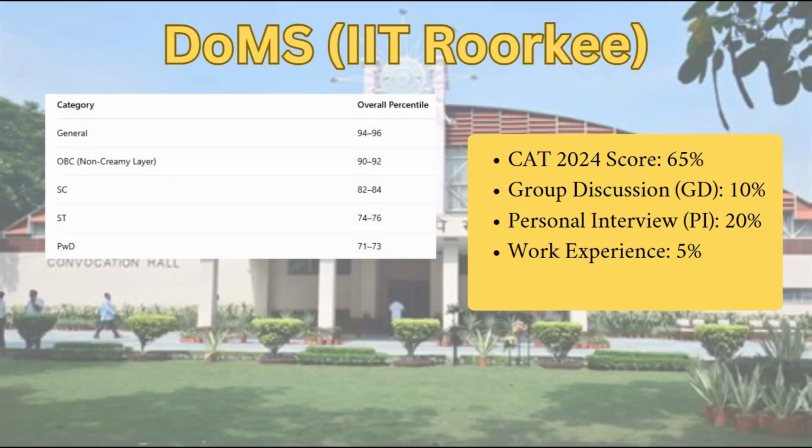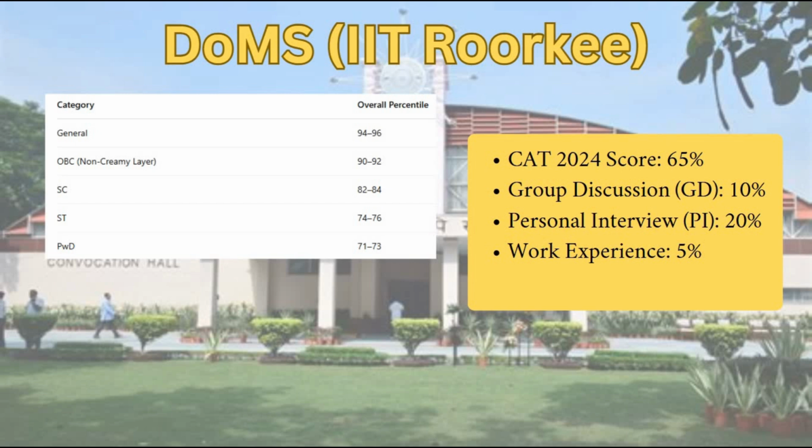Let's discuss IIT Roorkee. We do not have a firm percentile requirement in case of IIT Roorkee, but we have a range. As in, if you are a general candidate, you need to have an overall percentile within the range of 94 to 96 in order to apply for IIT Roorkee. Talking about the composite score calculation, they take 65%, which is a major chunk in the calculation, from the CAT score. There is 10% for the GD, 20% for the PI, and 5% for the work experience.